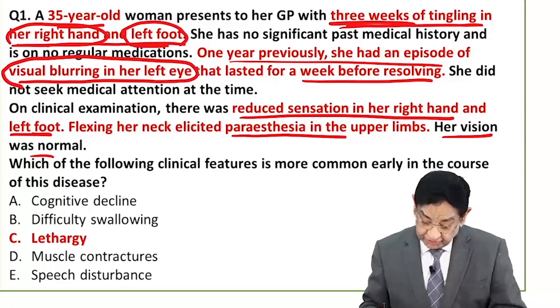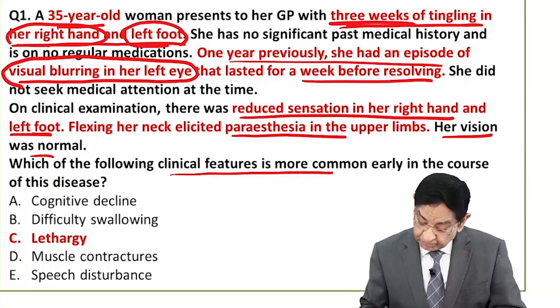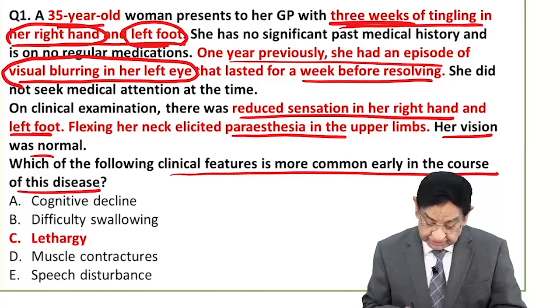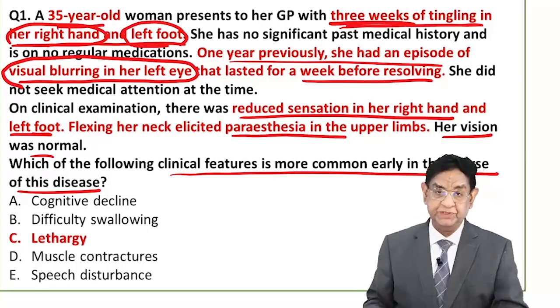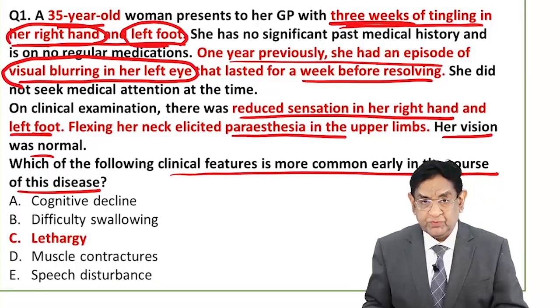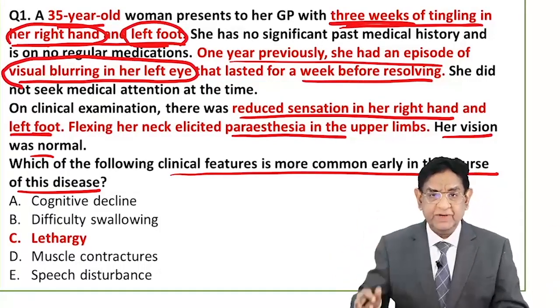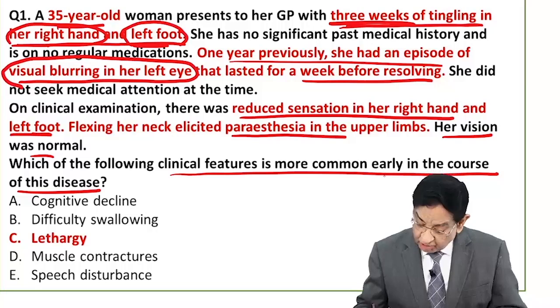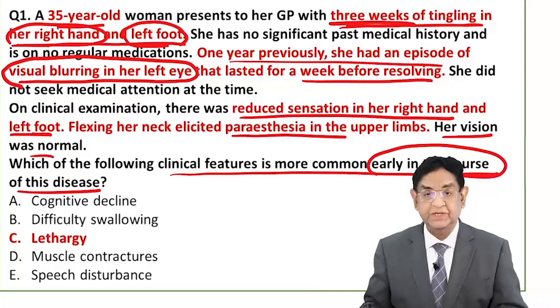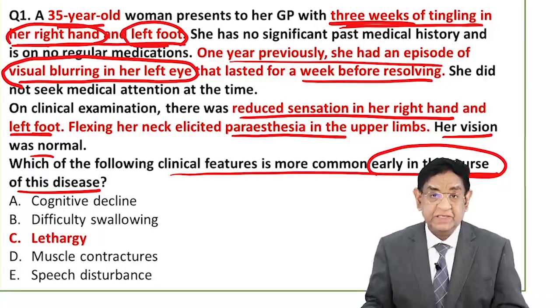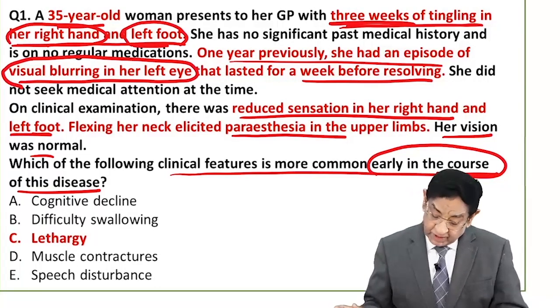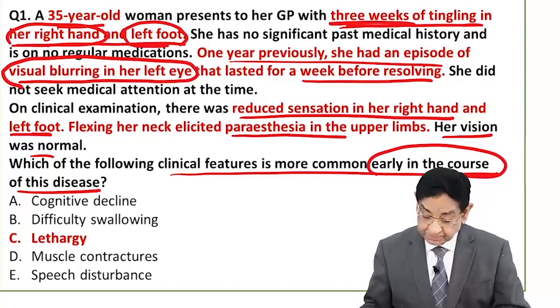Now, which of the following features is the most common early in the course of this disease? It's a beautiful question. So first of all, we should know what the disease is. Then only we can know what is common early in the course of the disease. So definitely, it is just like searching. Again, we go back to the question.